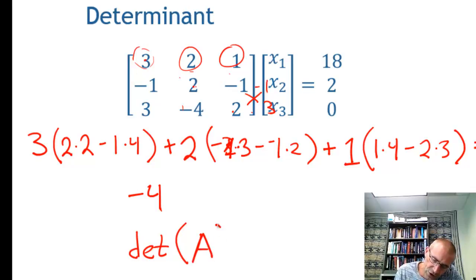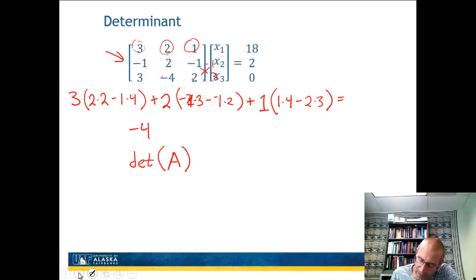MATLAB will go ahead and give it to you. There's a function called det, which will give you the determinant. So if that was my A matrix there, if you do det of A, it should go ahead and tell you that that's equal to minus 4.